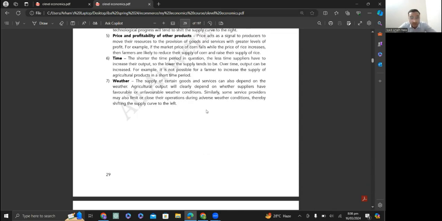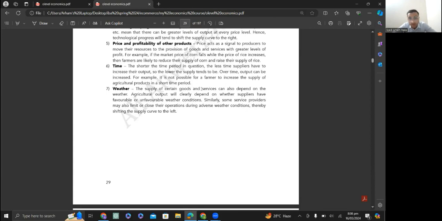Now we have the time factor. So for many goods, it is not possible to increase the supply in a limited time span. For example, farmers cannot raise the production of apples in 2 weeks' time or 1 month's time. So this will mean that the suppliers cannot increase the quantity because of the time lapse.